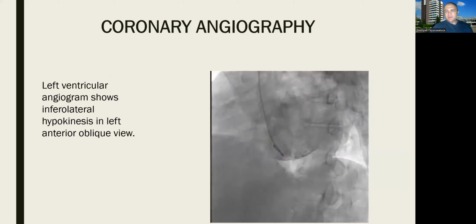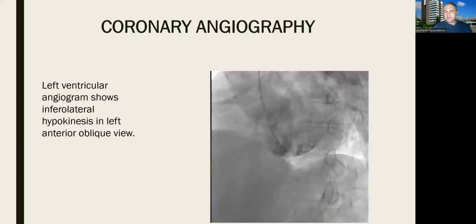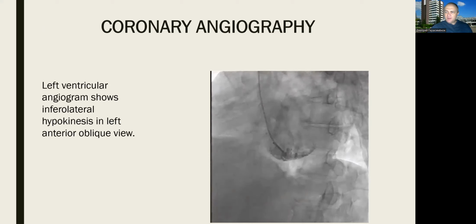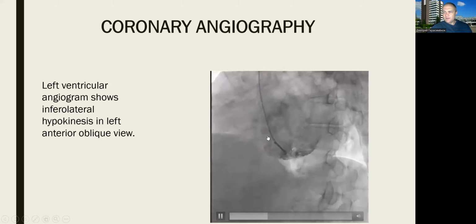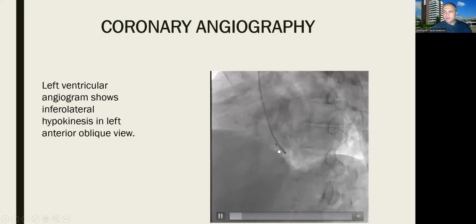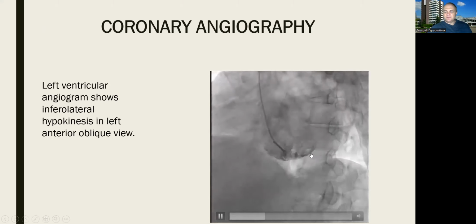Left ventricular angiogram shows inferolateral hypokinesis in left anterior oblique view. Look at this part of the left ventricle, and you can notice that this part is akinetic. So this is systole, and we know this wall motion, but here no motion at all. This is akinetic, this is the infarction region.